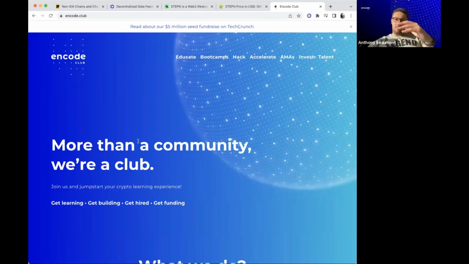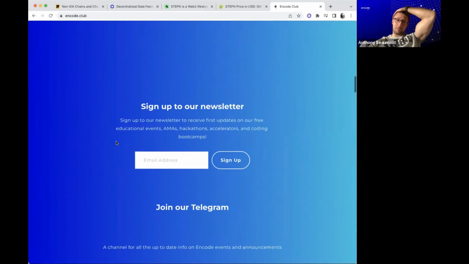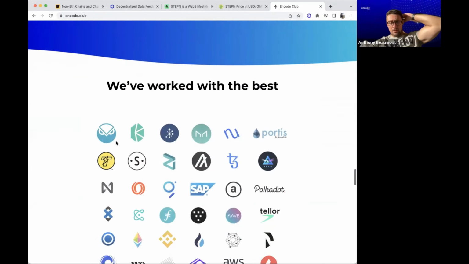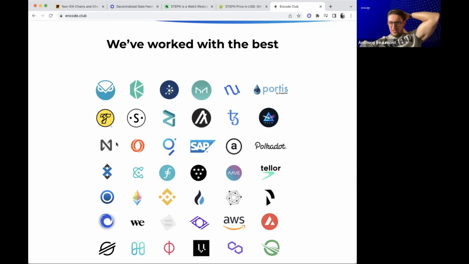Okay, cool. So what does Encode do? So Encode, we call it a Web3 education community. Now that is the bio line, but I don't think it necessarily describes perfectly what we do. We train developers fundamentally through events like this, through hackathons, through accelerators, and through boot camps. And we do this across many different protocols. I think we've worked with pretty much everyone at this point. We have ongoing programs with most chains, really. If they're not already on the calendar, they will be very, very soon.